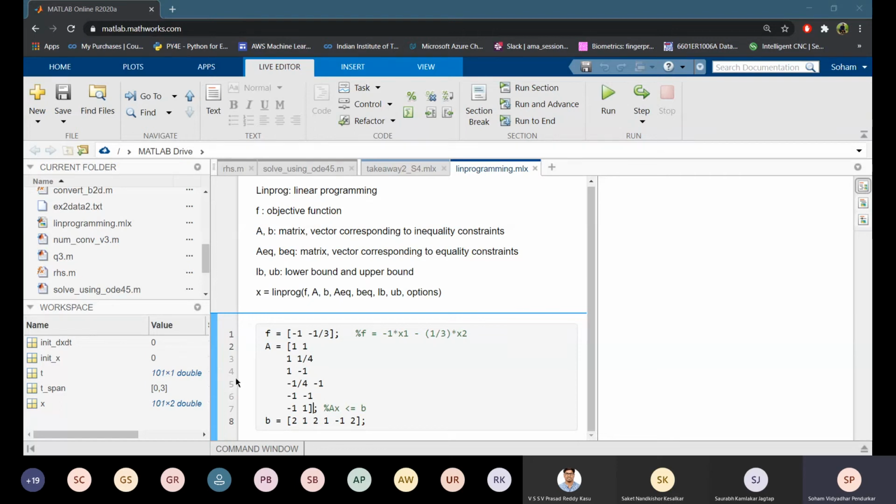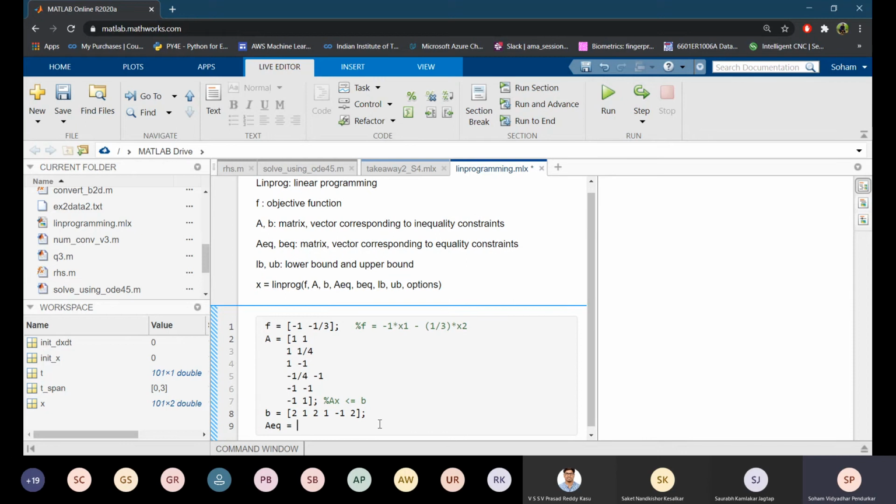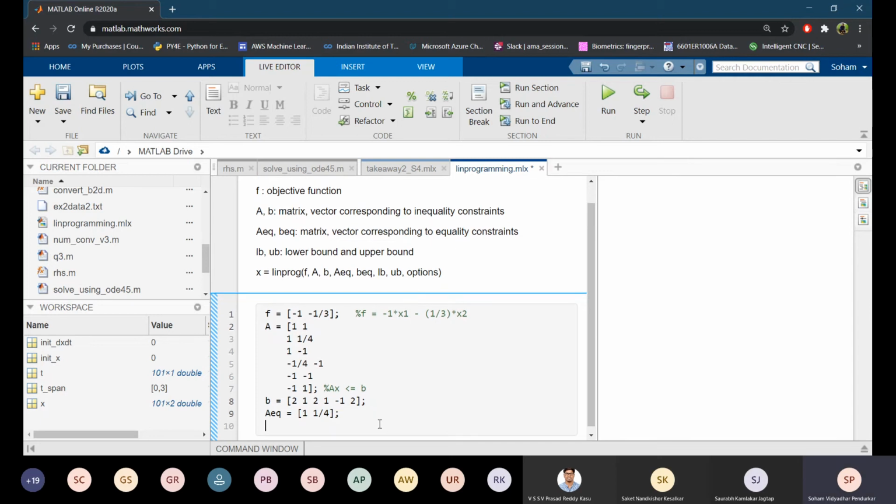Now I'll have some of the equality constraints. It's again the same thing. I'll define Aeq equals 1, 1/4, and beq equals just 1/2. So it's x1 plus 1/4 x2 equals 1/2. This is the equality constraint, and this is x1 plus x2 is less than or equal to 2. x1 plus 1/4 x2 is less than or equal to 1, and so on.